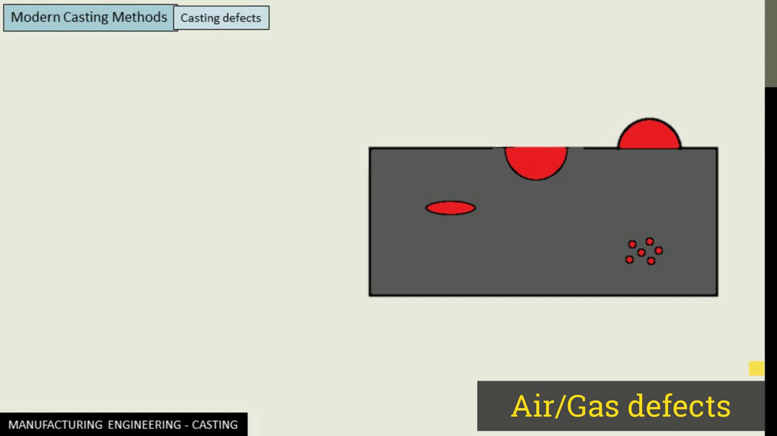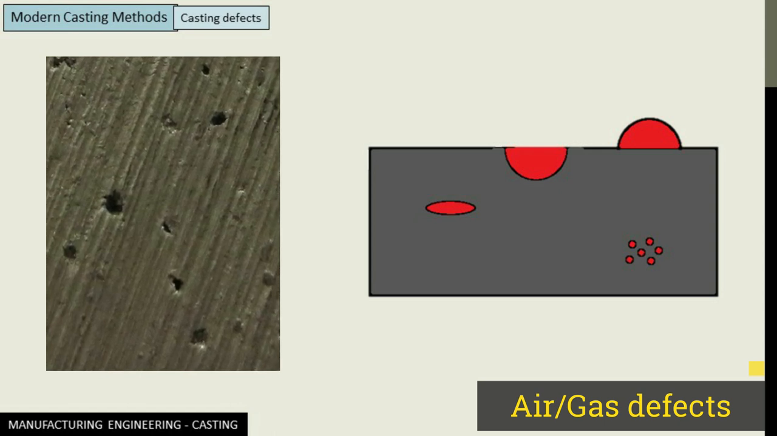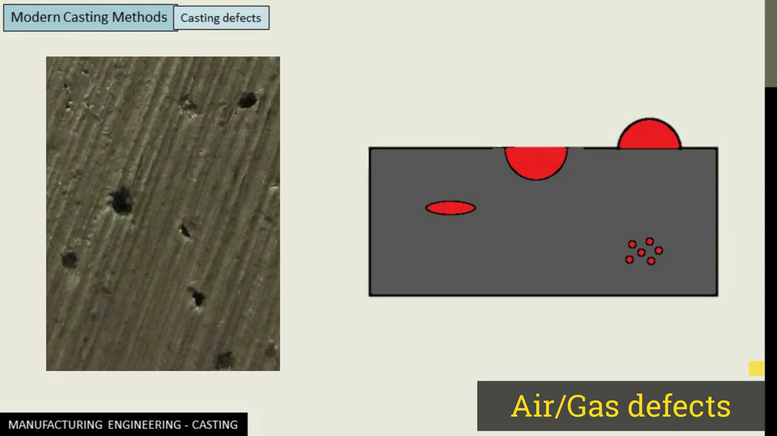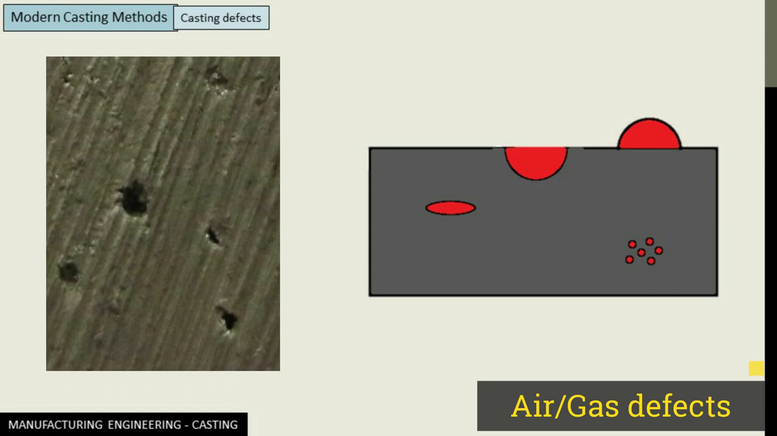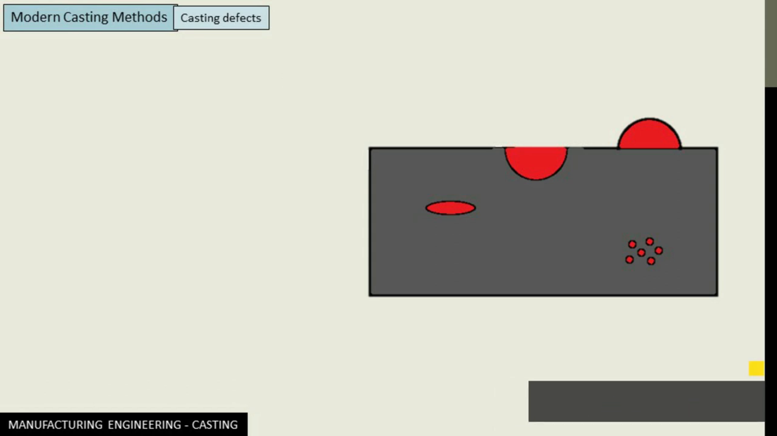And last but not the least, we have porosity that we have discussed quite many times. Multiple number of small air or gas bubbles present inside the casting is what a porosity is. And if these bubbles are very small in size, microscopic in size, then we call this defect microporosity.